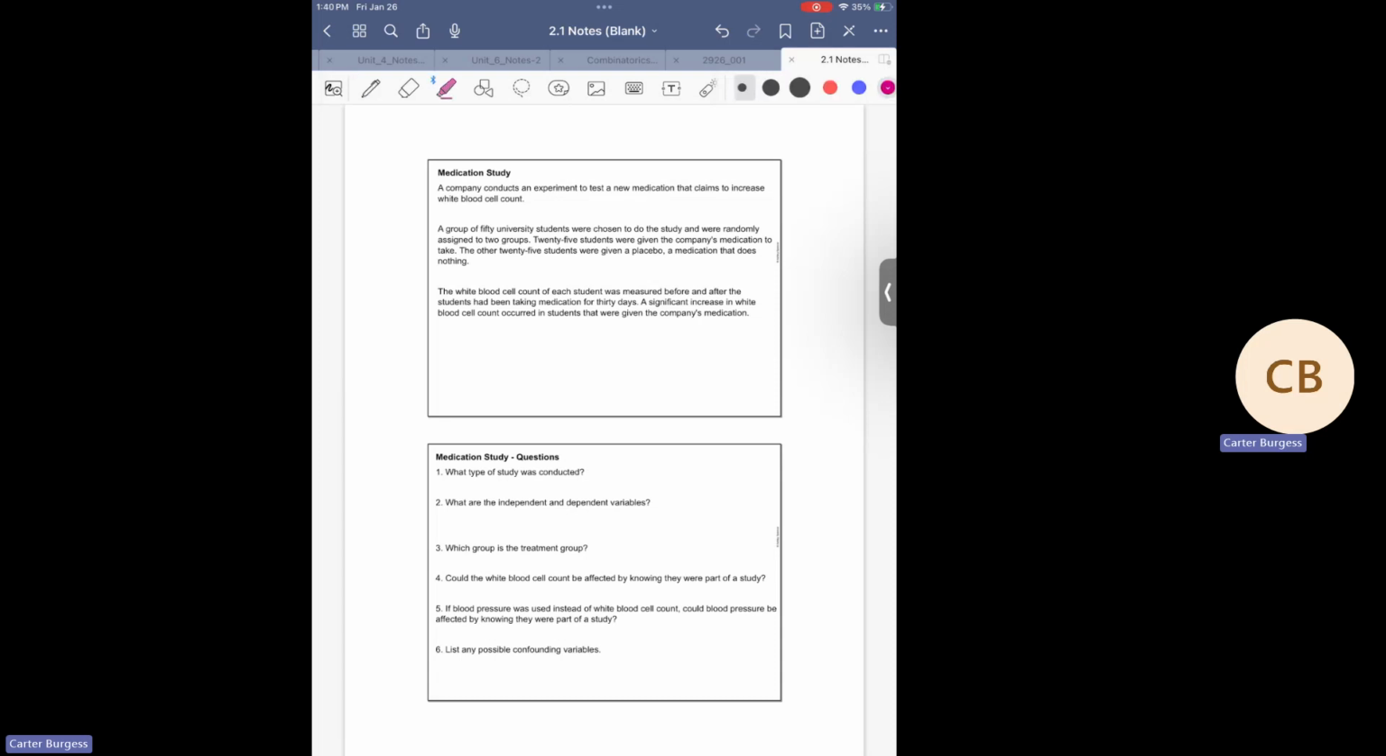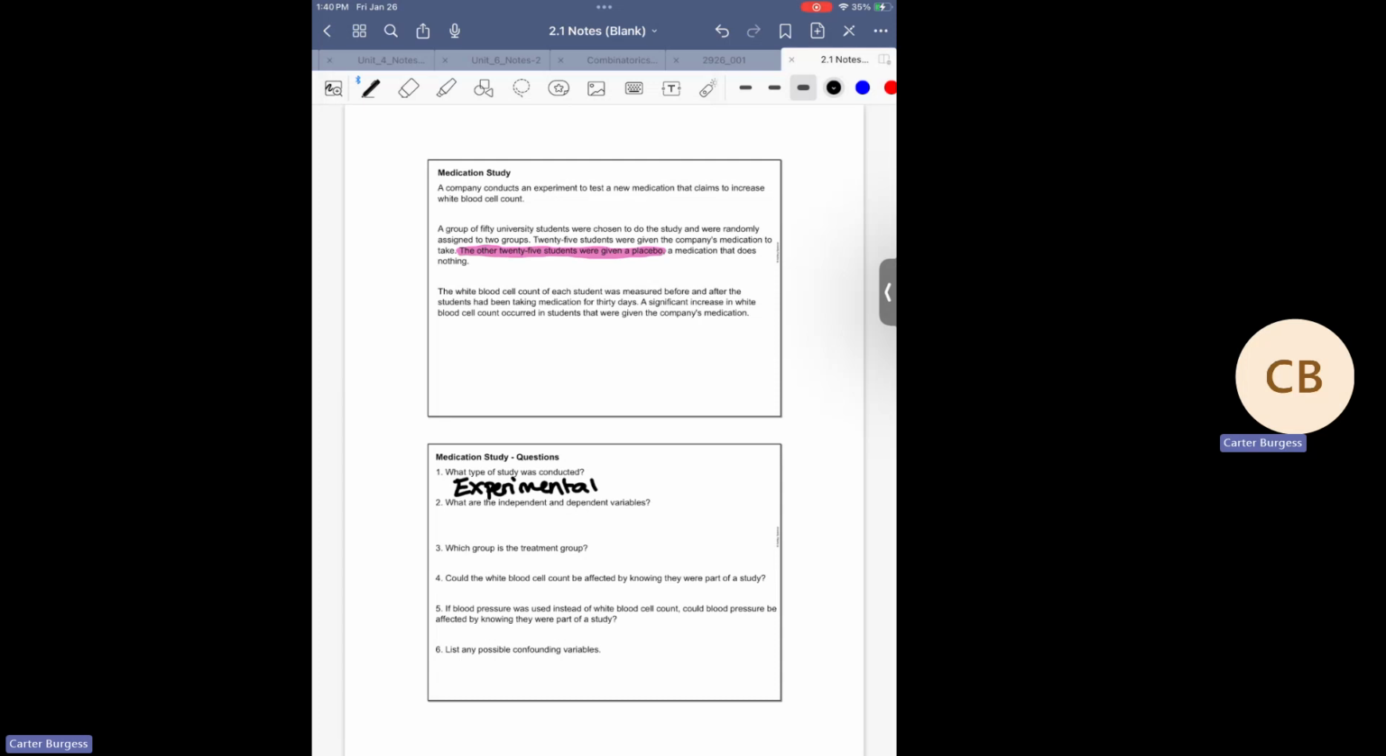So this line right here is actually what clues us into the fact that this is a well-done experiment. All right, we're controlling for the placebo effect, we're controlling other variables. So I absolutely agree. This is experimental.